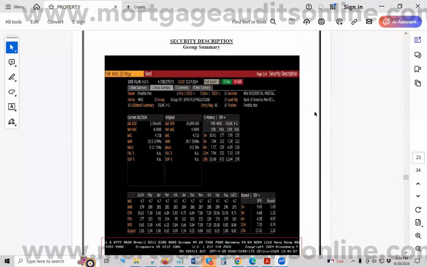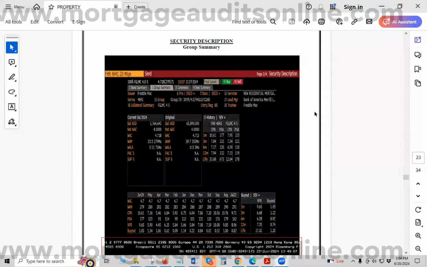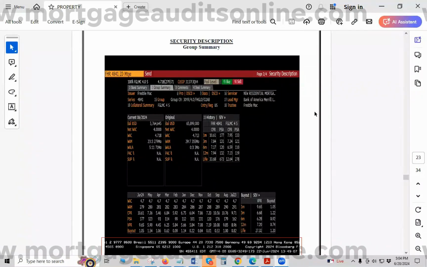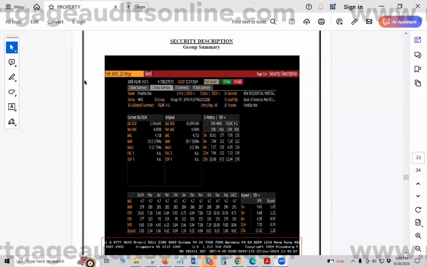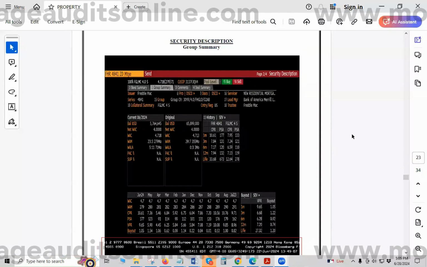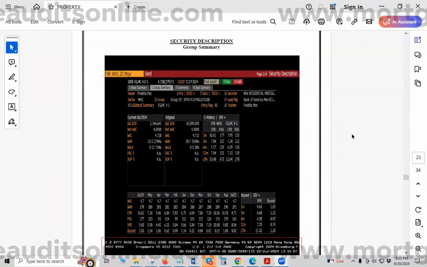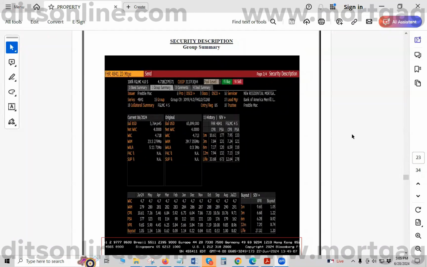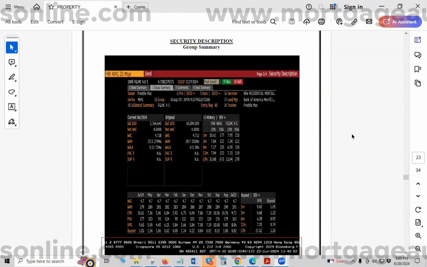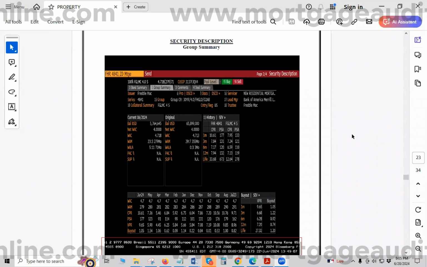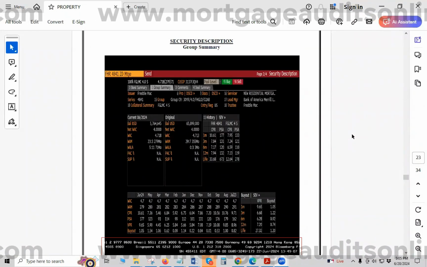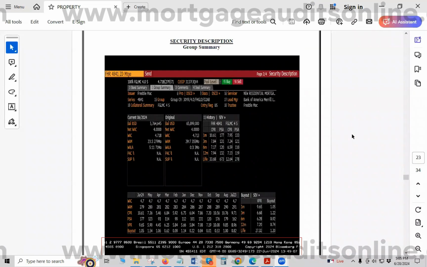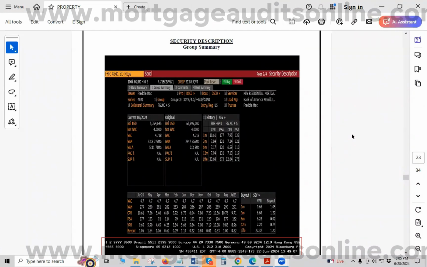This is an interesting screenshot because it shows the original balance of this particular securitization trust was $65 million. The current balance as of this date is down to close to $6 million, 5.7. So that means this trust balance has gone down $60 million. That could be an indication of something. That's another crucial piece of information. That's another reason why the report is important. You have this crucial piece of information.